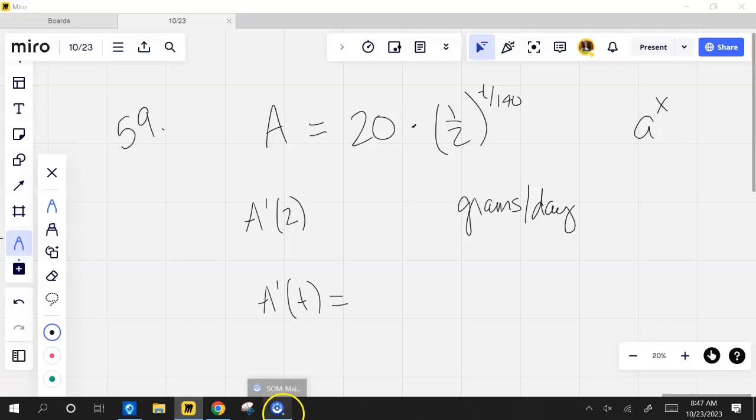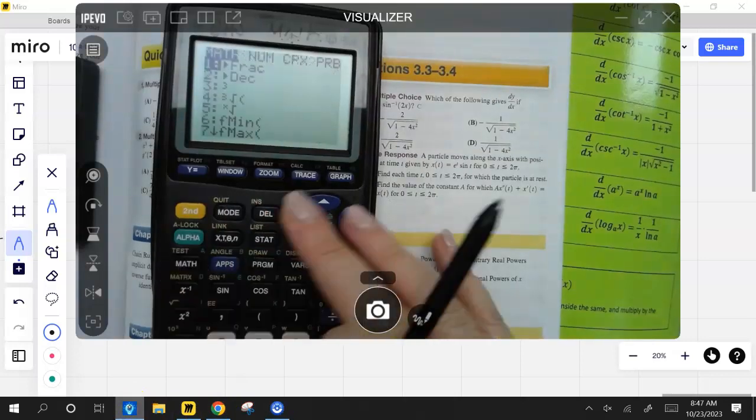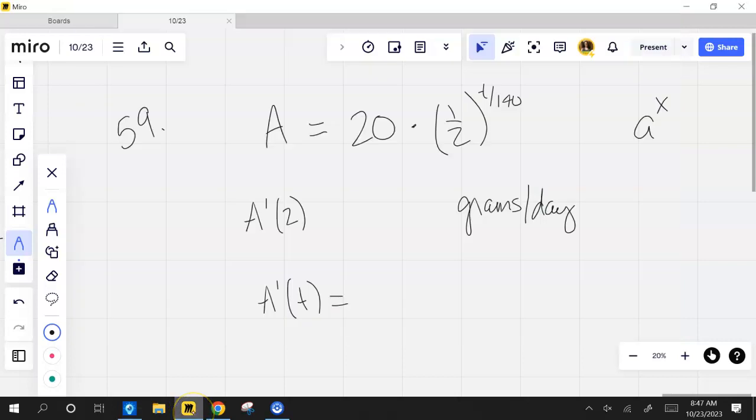It's probably not going to be anything. Yeah. Did they do it by hand? I mean, do you want me to show you how to do it by hand?